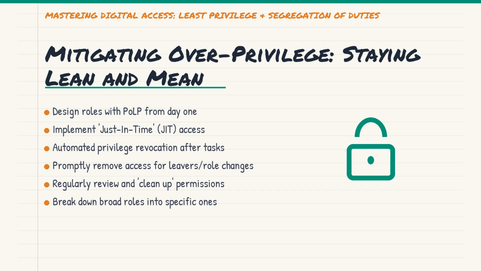Third, regular cleanup. Whenever someone changes roles or leaves, ensure their old access is immediately removed. It's about maintaining a lean and mean access posture, always questioning if access is truly essential. This also includes breaking up monolithic roles into smaller, more specific ones.